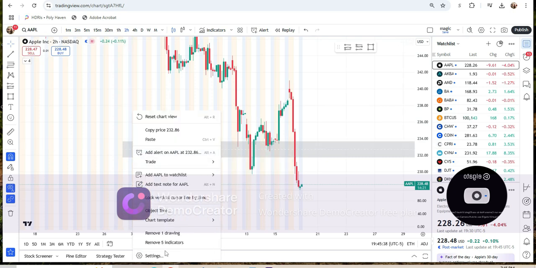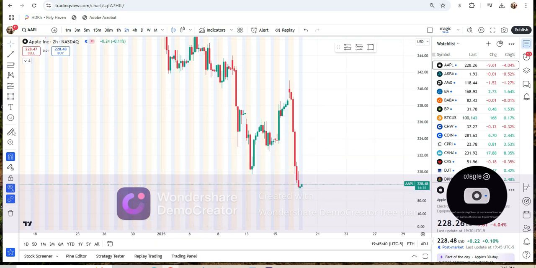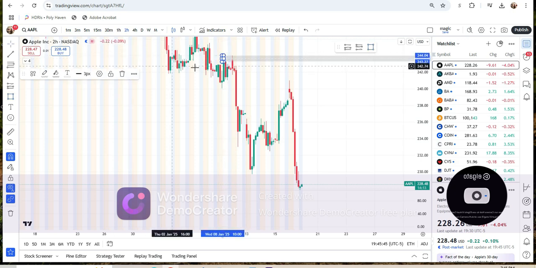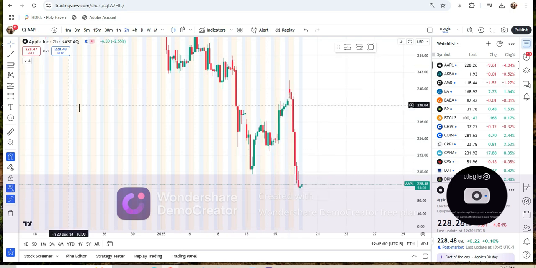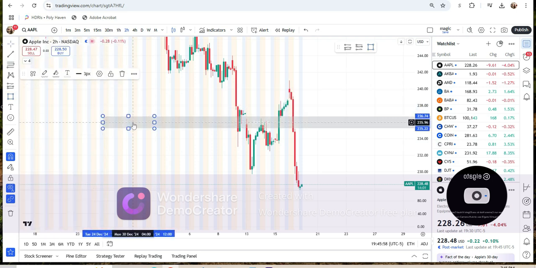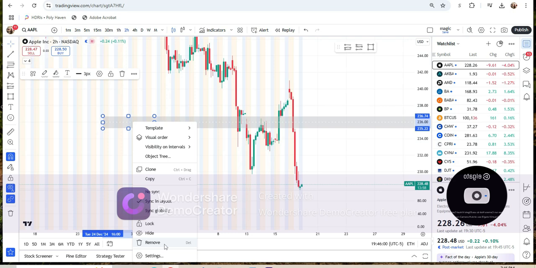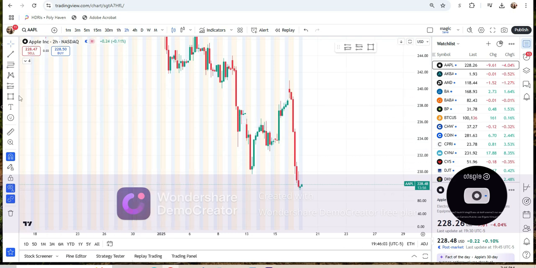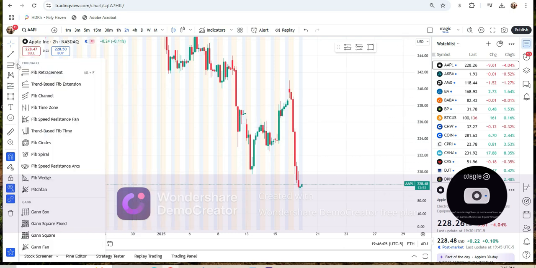Wherever I draw one, it automatically extends to the right. Boom. So we're gonna be using a lot of that rectangle tool. In this lesson, though, we're gonna be using our Fibonacci retracement. You could star that, because out of this whole panel we're really only gonna be using the fib retracement.